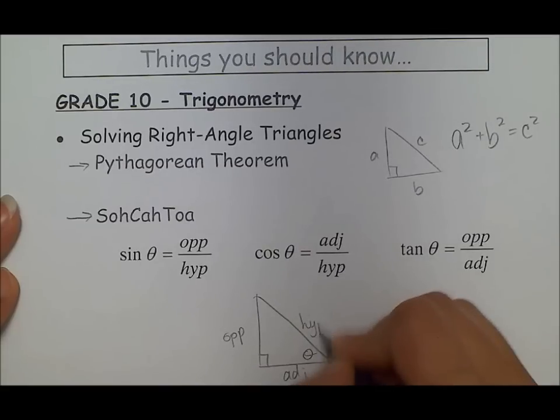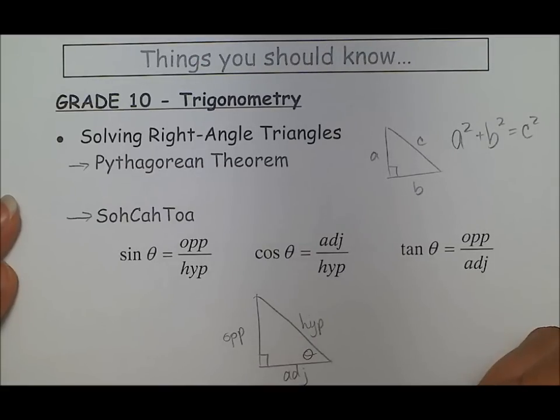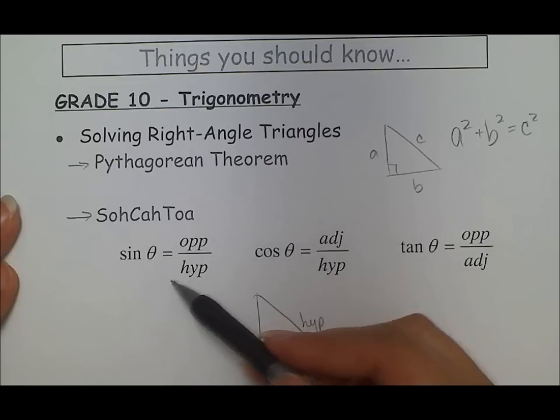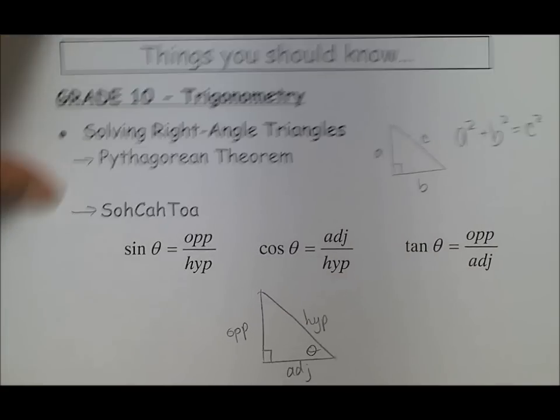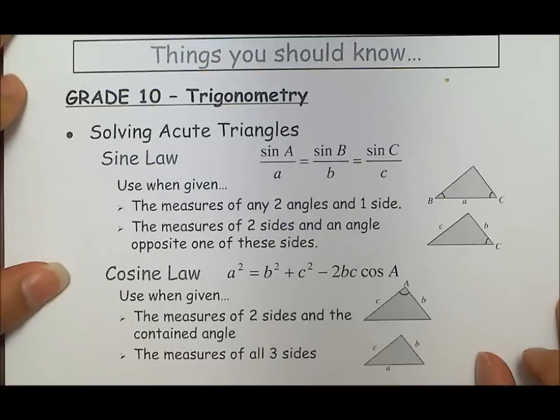So what that represents are the ratios between two sides. That's why we call them the sine, cosine, and tangent ratios. So that's what we looked at for solving right angle triangles. Then you also looked at solving acute triangles.